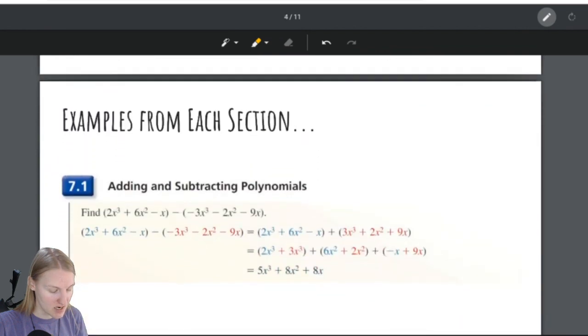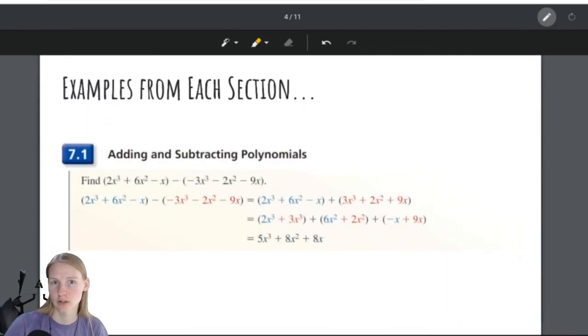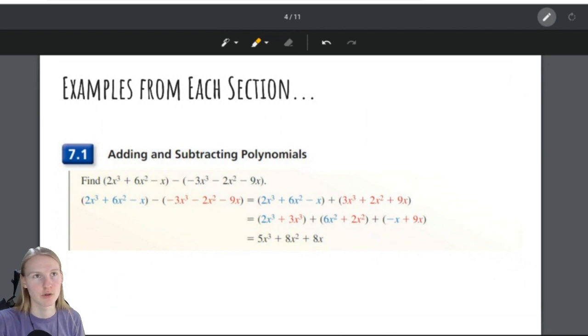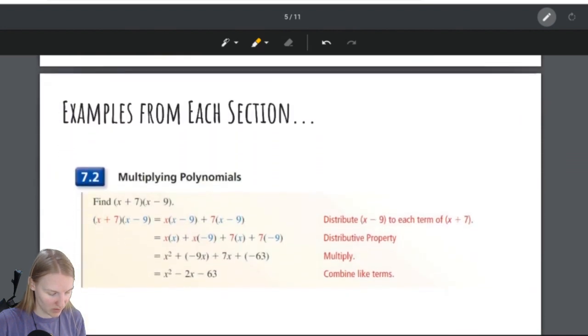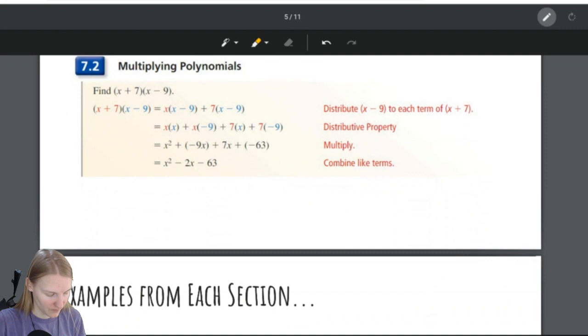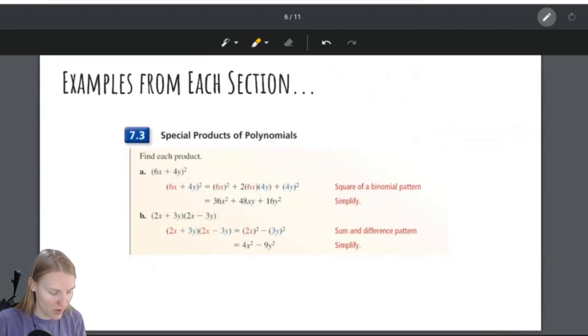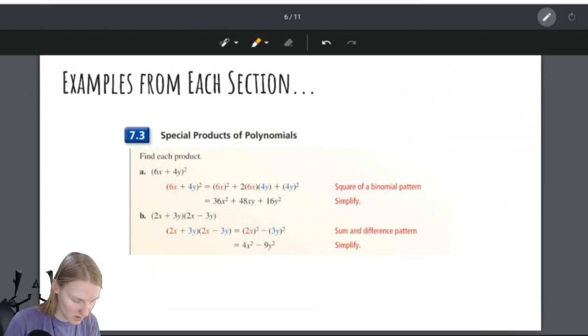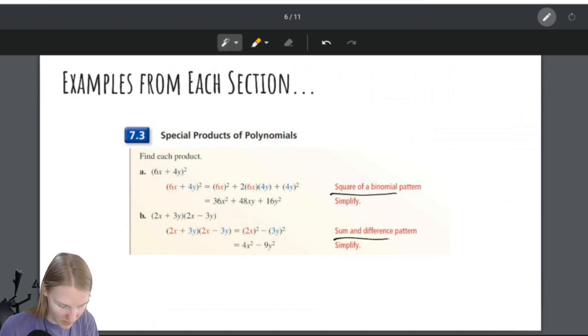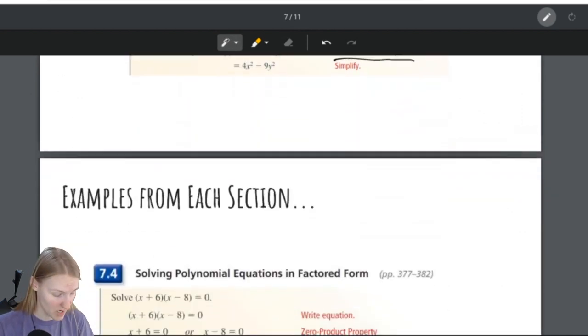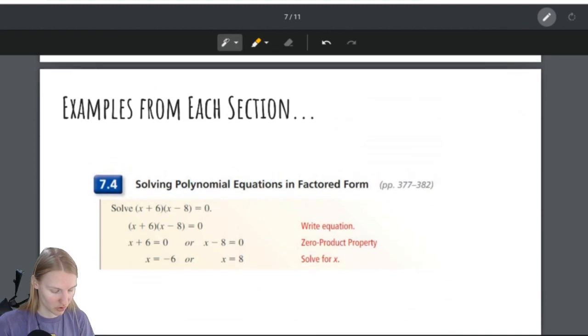Yes. Next, I'm going to show you examples from each section. I'm not going to go through them, because you can go back and watch the lesson from 7.1 if you'd like. So 7.1, adding and subtracting polynomials. There's an example. 7.2, here's an example of multiplying polynomials. 7.3, we got special products of polynomials. We have the square of the binomial and the sum and difference pattern. So those were the two patterns we saw from 7.3. You have examples of each of them. And lastly, solving polynomial equations in factored form from 7.4.